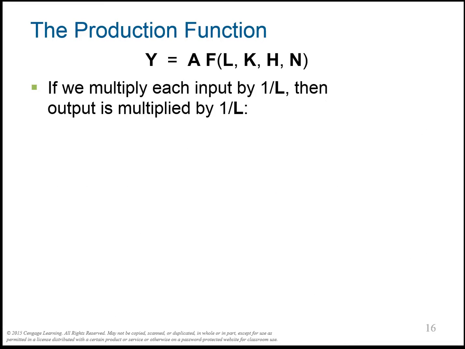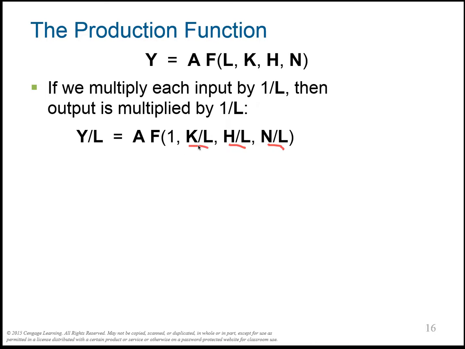Well, I'm going to pull a trick right here. I'm going to multiply each input by 1 over L, right? So why am I going to divide each input by L? Well, because I'm actually interested in the capital per labor, and the human resources per labor, and the natural resources per laborer. I don't really care about the overall number quite so much. So when I divide everything by L, this puts everything in per worker terms. See, capital per worker, human capital per worker, and natural resources per worker.